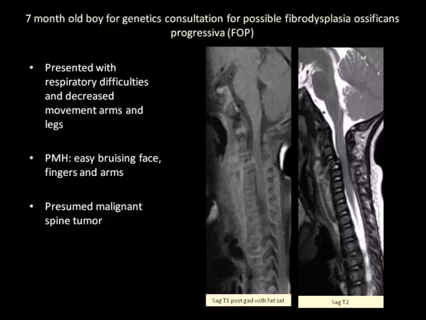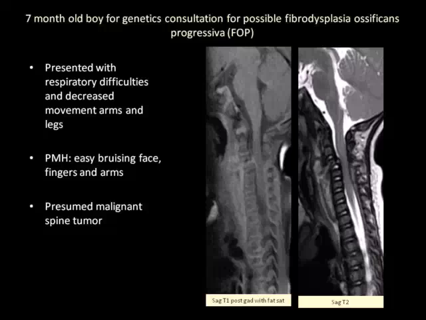So this child was brought to the emergency room by the parents with respiratory difficulties and decreased movement of the arms and legs. Past medical history was negative other than for easy bruising of the face, arms, and fingers. Imaging showed this large soft tissue mass within the prevertebral soft tissue. This child was diagnosed with a presumed malignant mass, probably neuroblastoma or possibly a rhabdomyosarcoma.